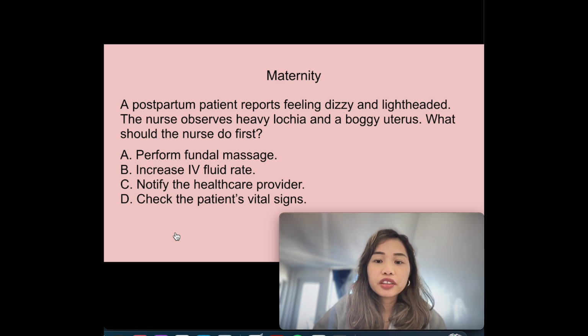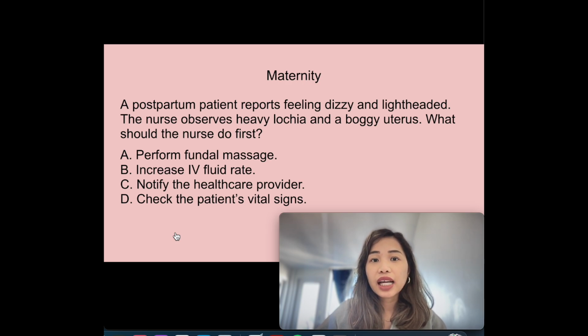The choices are performing a fundal massage, increase IV fluid rate, notify the healthcare provider, or check the patient's vital signs. The priority intervention here would be to perform the fundal massage, because that will encourage uterine contraction and also reduce bleeding. Increasing IV fluid rate, notifying the doctor, and checking the patient's vital signs are all correct interventions as well.